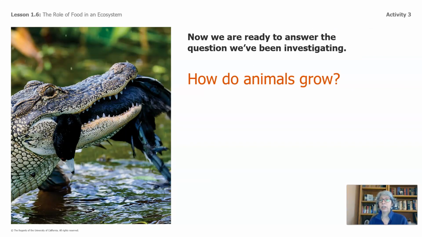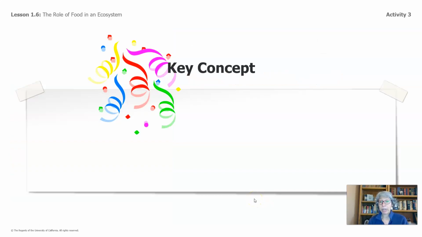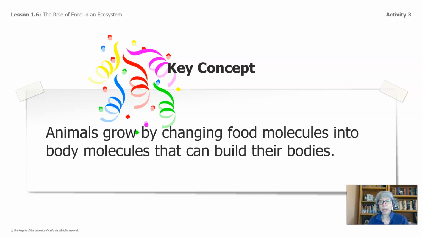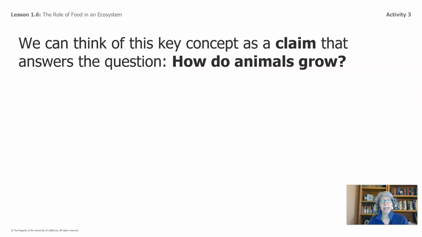Now we're ready to answer the question we've been investigating. How do animals grow? We've been looking at this for a couple of videos, haven't we? Okay, are you ready to answer this question? Get ready, because it's a key concept. I'm sure you have this idea in mind, right? Animals grow by changing food molecules, yep, you're right, into body molecules that build their bodies. We can think of this key concept as a claim that answers the question, how do animals grow?